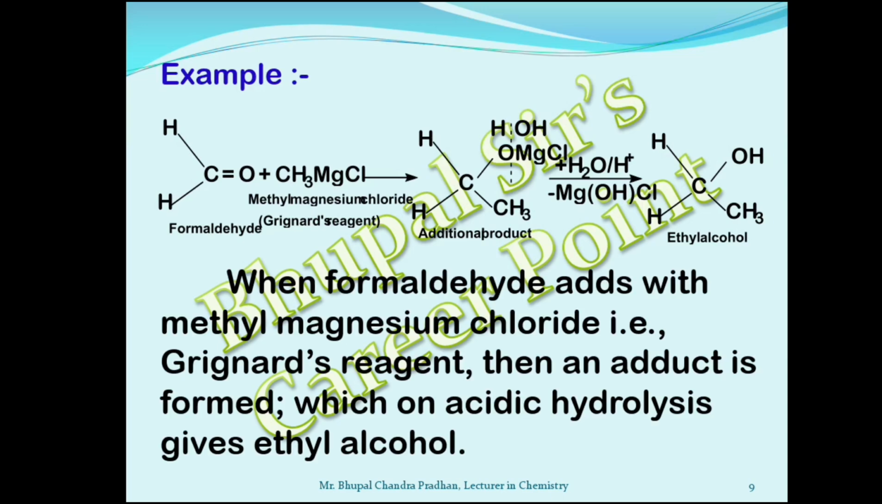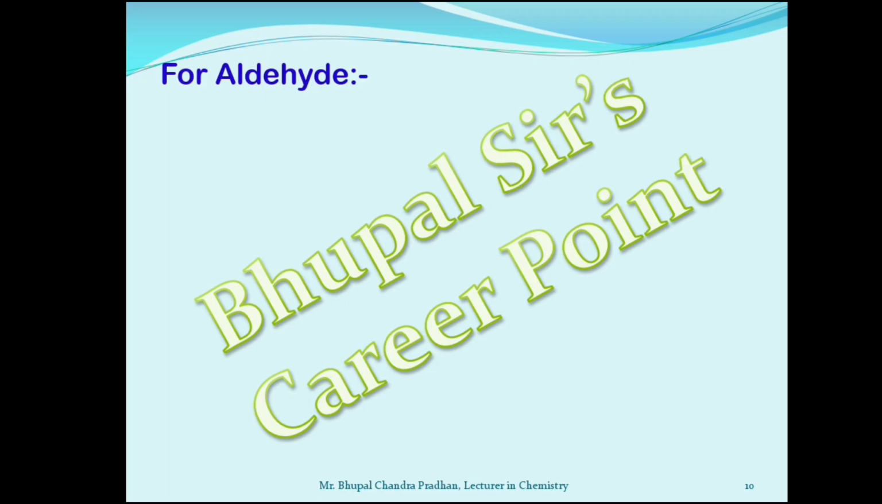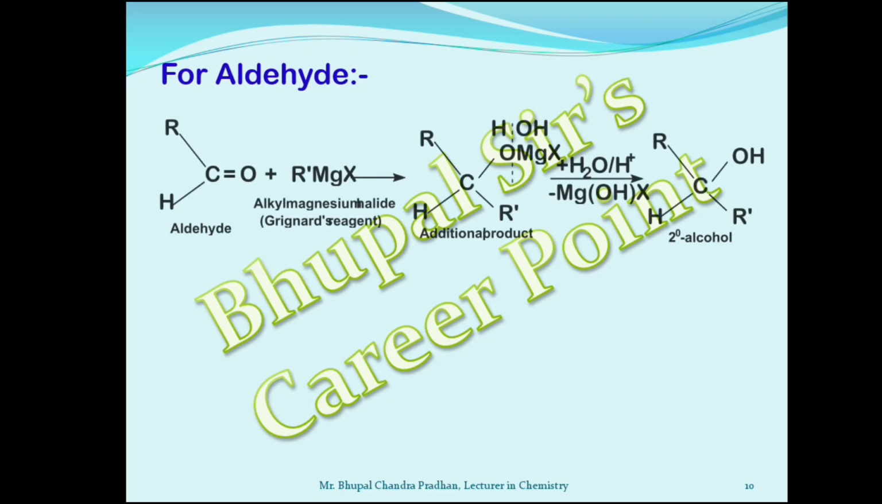Description: when formaldehyde adds with methyl magnesium chloride, that is Grignard reagent, then an adduct is formed, which on acidic hydrolysis gives ethyl alcohol. Now, come for general aldehyde.